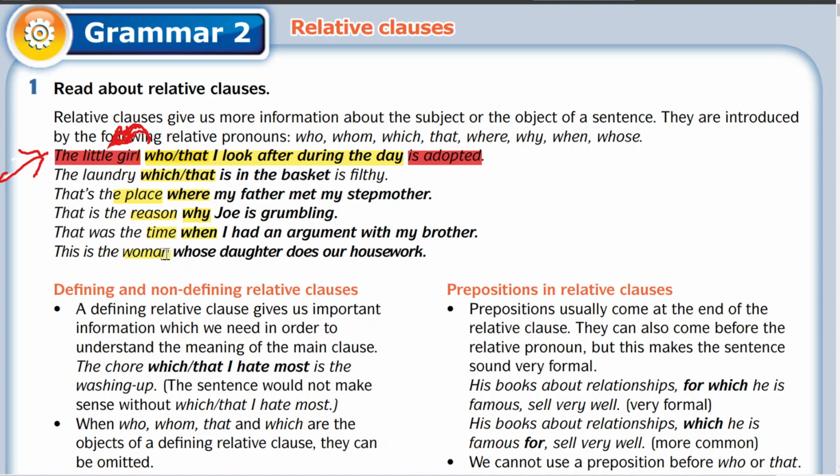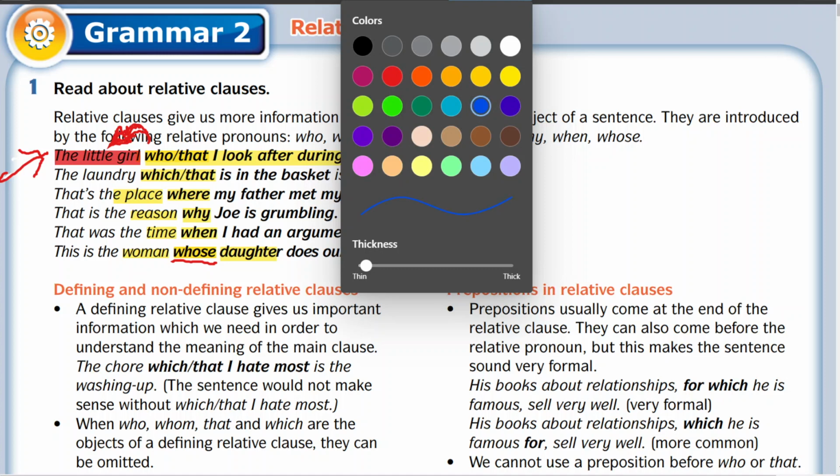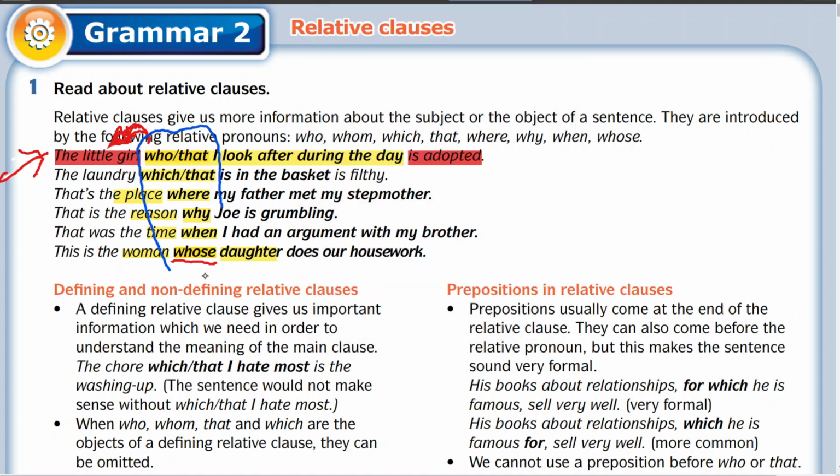And finally, this is the woman. Woman, orang. Whose daughter. Whose daughter. So, whose nak menunjukkan siapa punya. Kepunyaan. Whose daughter. Wanita yang anak dia. Whose daughter does our housework. So anak kepada perempuan tu. So we use whose. So these are the words that we use to write a relative clause. Again, apa dia fungsi relative clause ni? Adalah memberi maklumat tambahan tentang subjek ayat tu. Okay, tentang benda yang kita nak cakap lah dalam ayat tu.